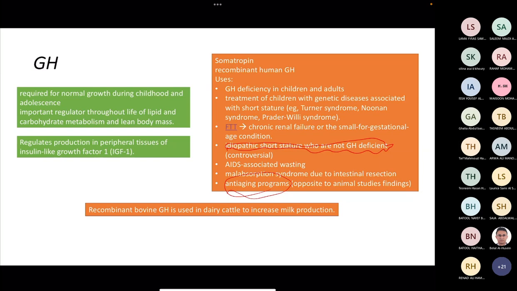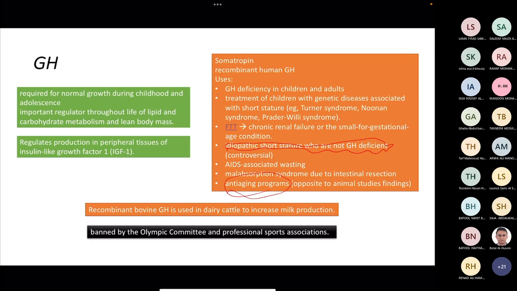Now, a bovine or cow form of growth hormone is used by cattle farmers to increase milk production in cows. And in fact for a while growth hormone was used to enhance performance, meaning it makes athletic endurance higher, and this is like cheating in sports. So the Olympic Committee has banned the use of growth hormone for performance enhancement.